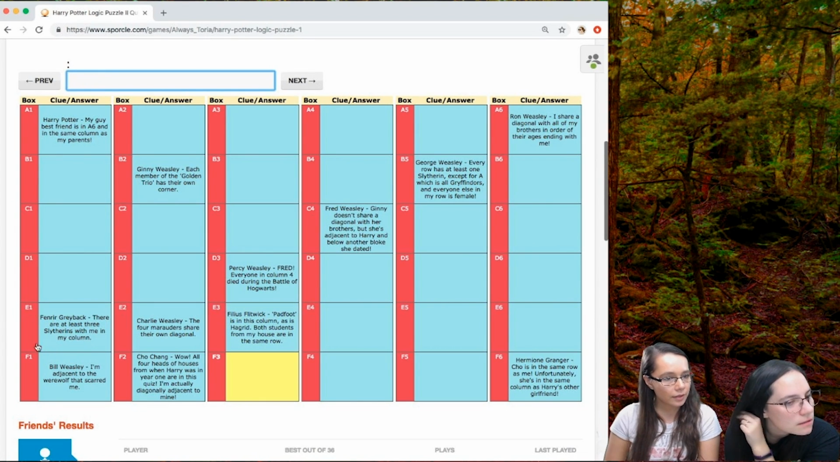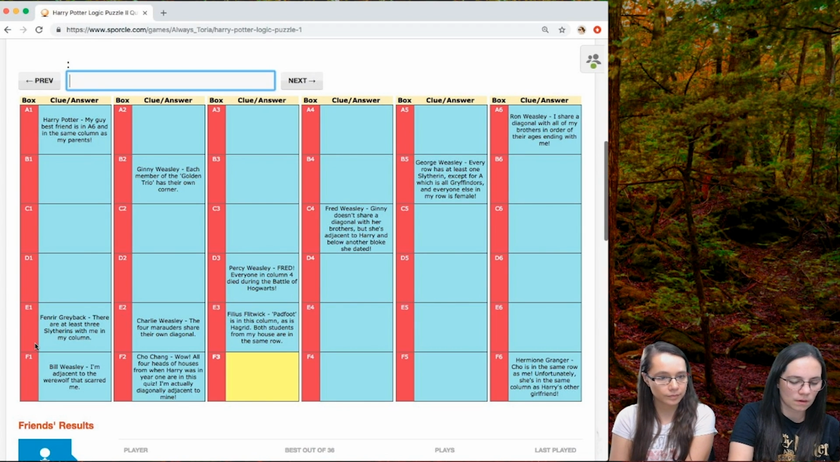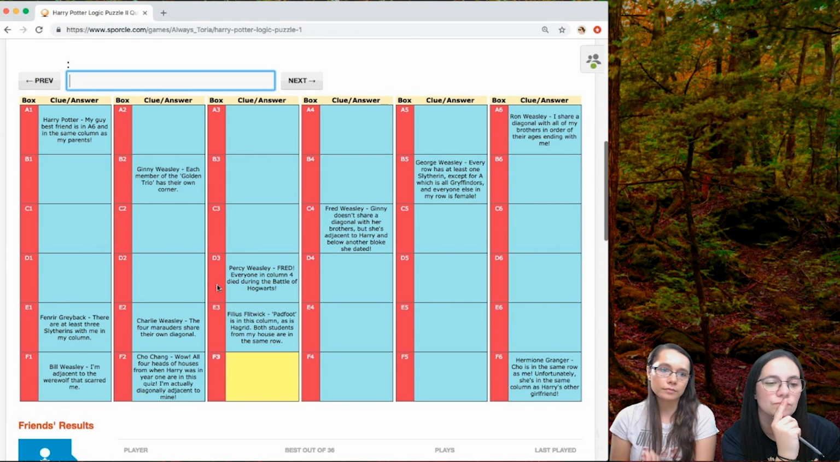Okay, so let's go to Fenrir's. There are at least 3 Slytherins with me in my column. So that means that all the rest of those are Slytherin. So B1, C1, D1 equals Slytherin. Then Flitwick says Padfoot is in this column, as is Hagrid. Both students from my house are in the same row. So that means that there's another Ravenclaw in this row with Cho. So Sirius is either in A3 or F3.